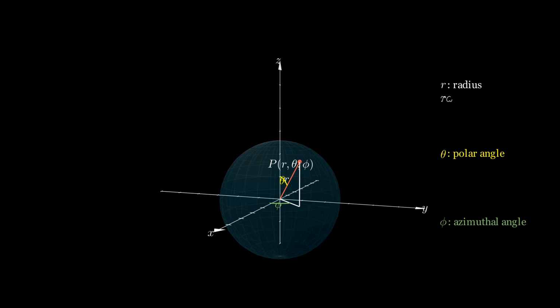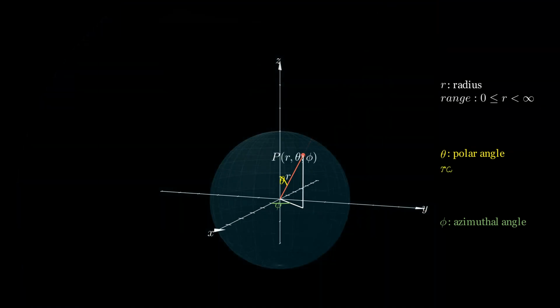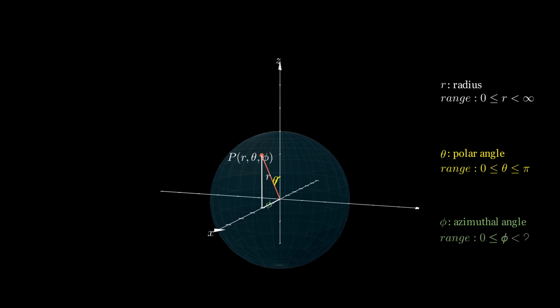The range of r is from 0 to infinity. The range of theta is from 0 to pi radians. And the range of phi is from 0 to 2 pi radians. By using these three variables within their respective ranges, we can represent any point in the coordinate system.